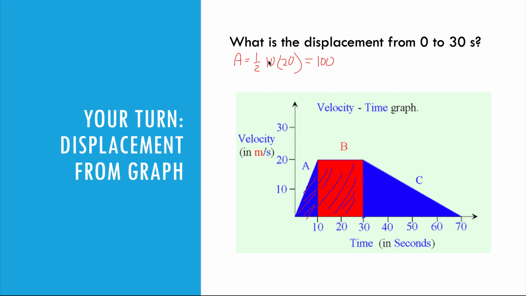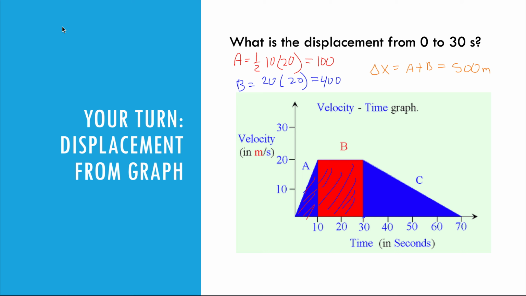And then for B, we're going to have length times width, which is going to be 20 times 20, which is 400. So the total area, the displacement, is going to be the area A plus B. So we're going to have 500 meters for the displacement.